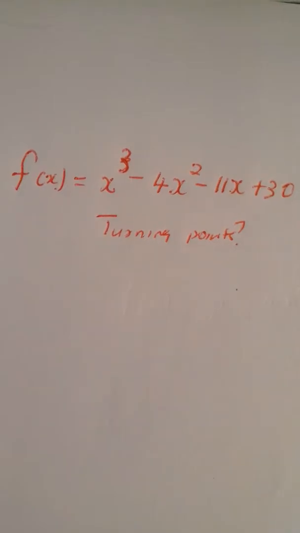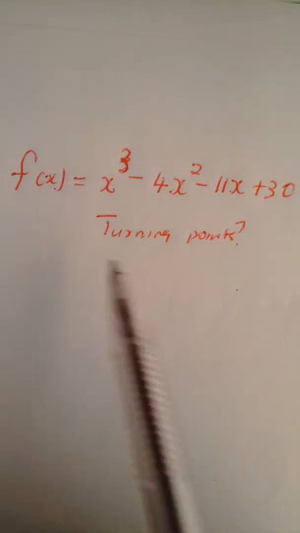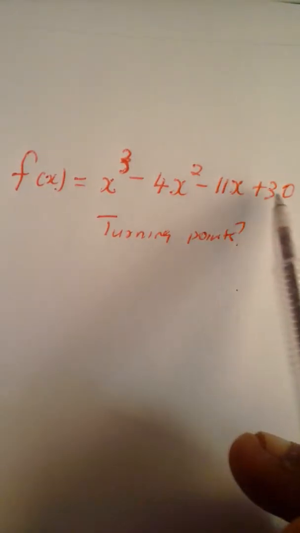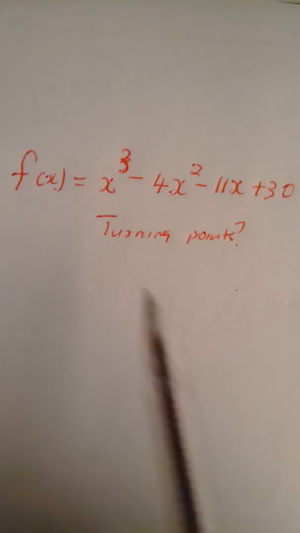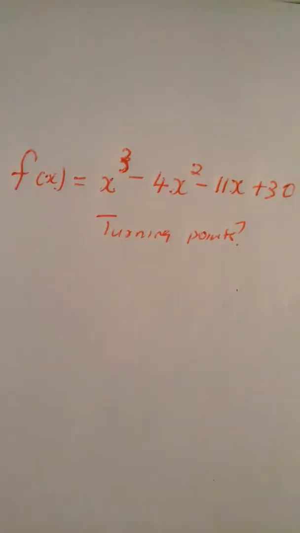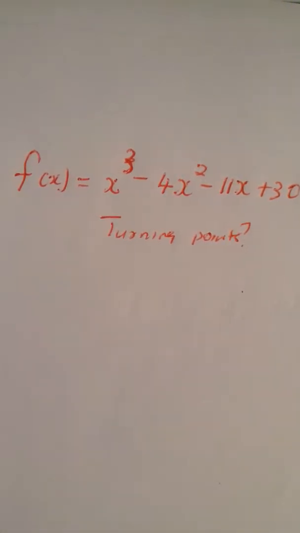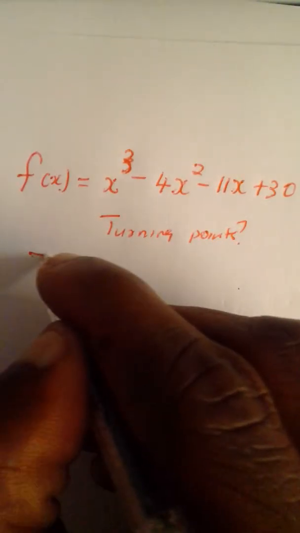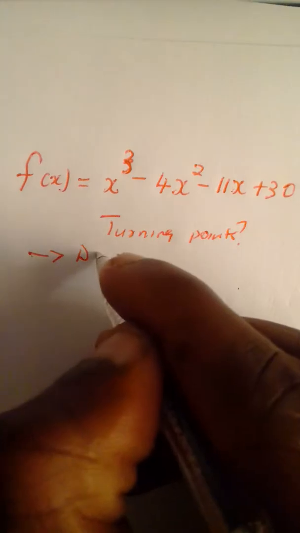How can we find the turning points of a cubic function? Not just any turning point, but the turning point of a cubic function. And this is our equation: x cubed minus 4x squared minus 11x plus 30. And we want to find the turning points of this cubic function. Now guys, this is my advice. Whenever you are looking for the turning point of a cubic function, I advise you to derive.